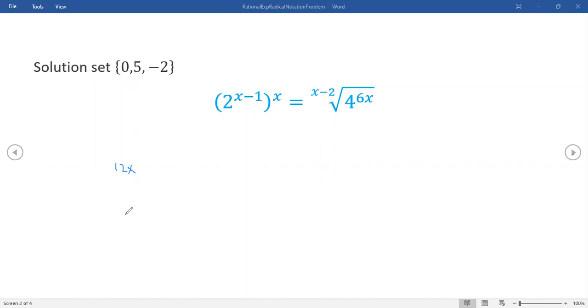Let me write that down. Any base raised to the 0 power is equal to 1. Let's see if I can erase. There we go. Okay, good.